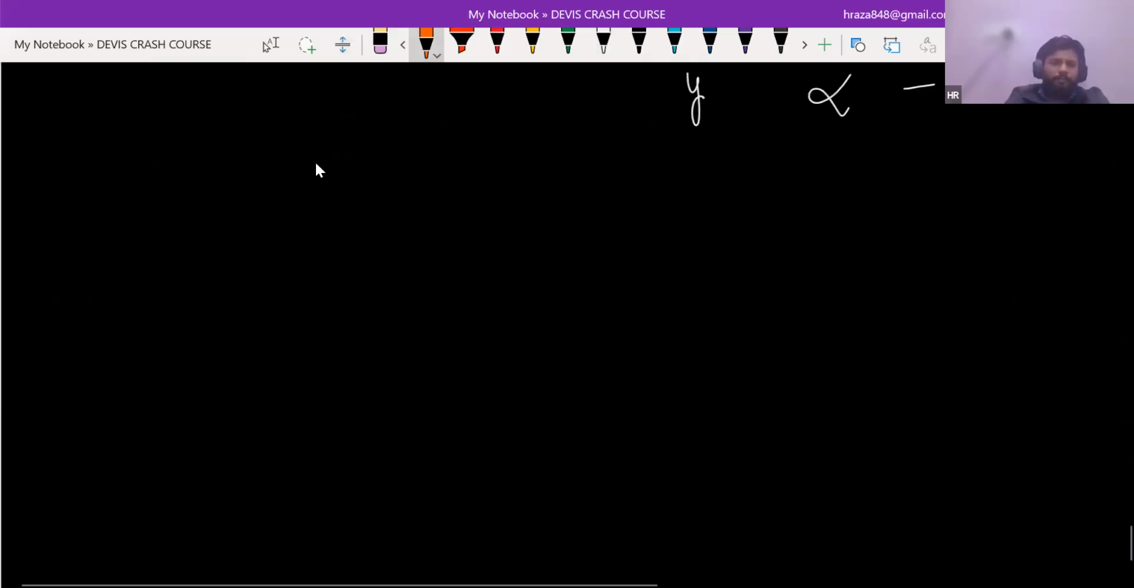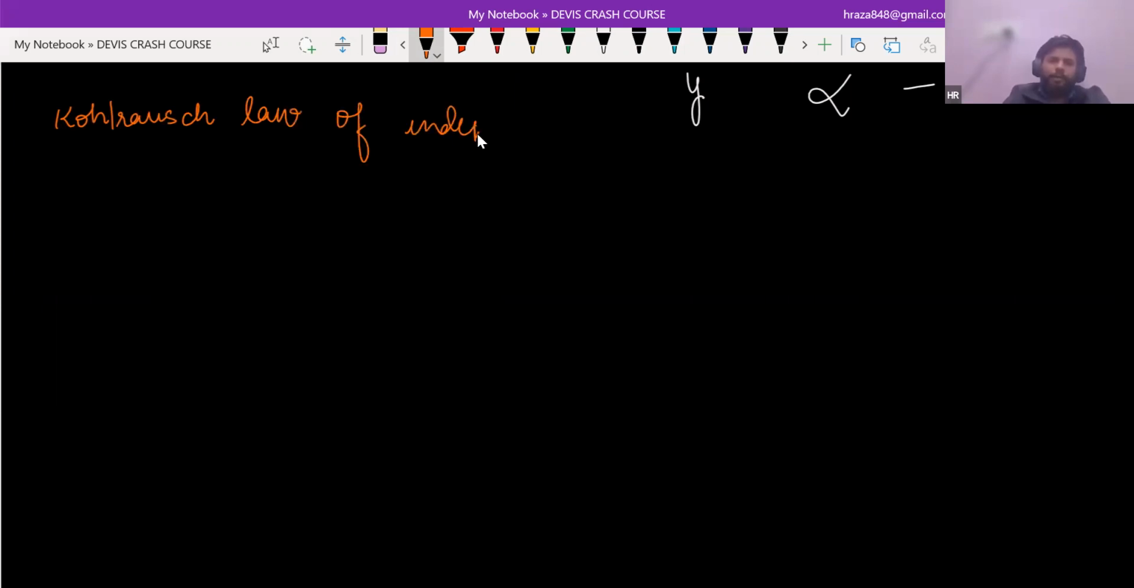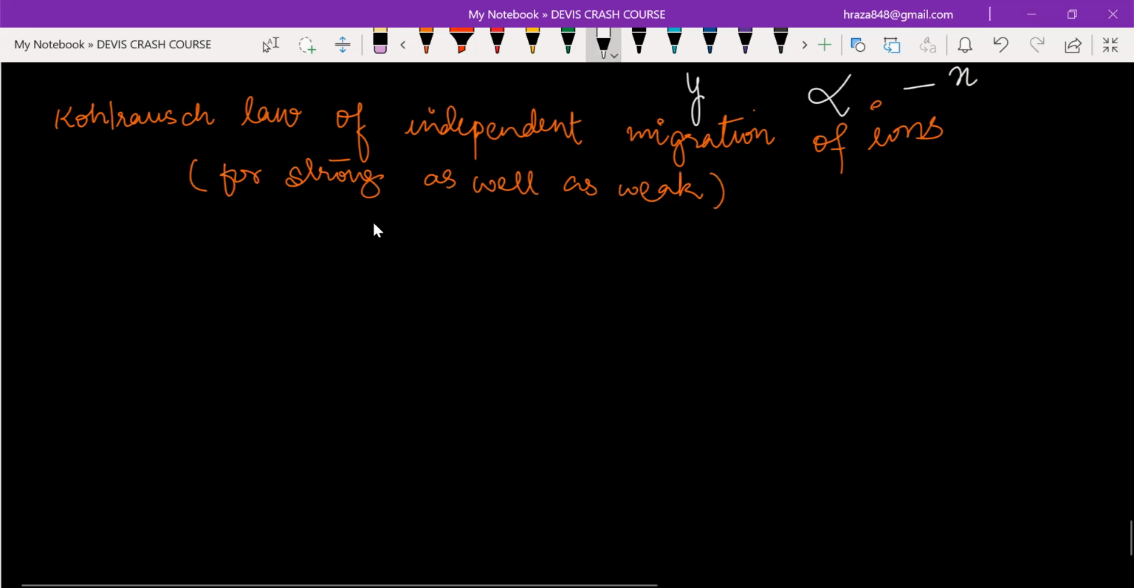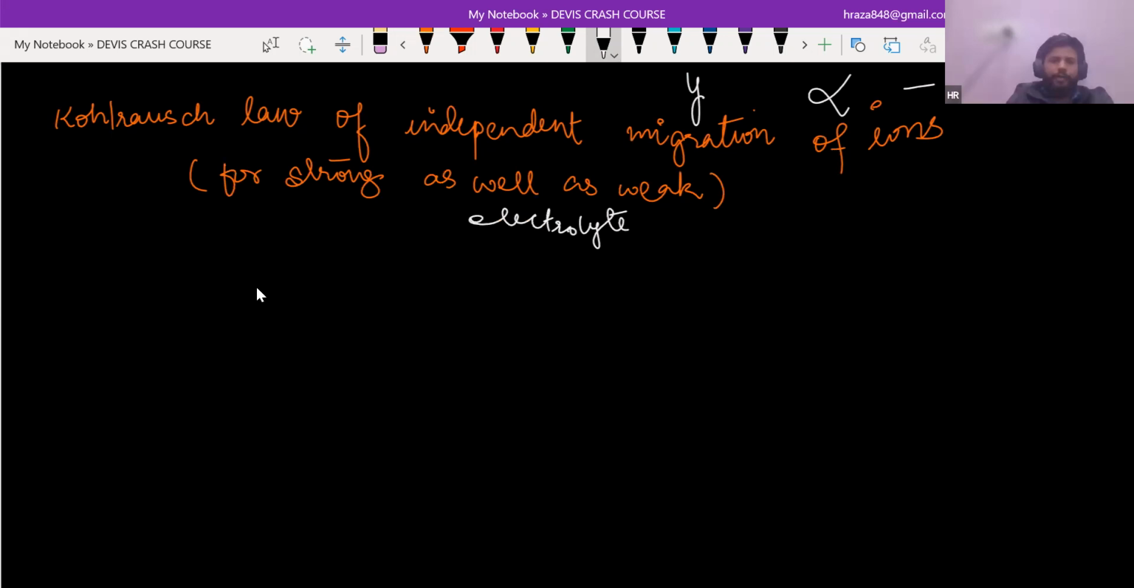Now see, there is a rule, and it's very important. If you look at previous year questions, there are a lot of questions on this topic. Kohlrausch's law of independent migration of ions, and it is for a strong as well as weak electrolyte. I'm just going to define it. Yeah, I have to define it because this is very important.